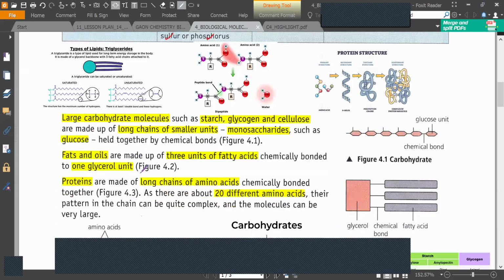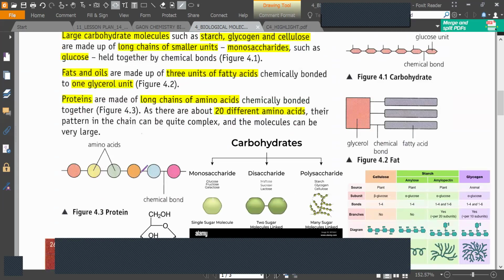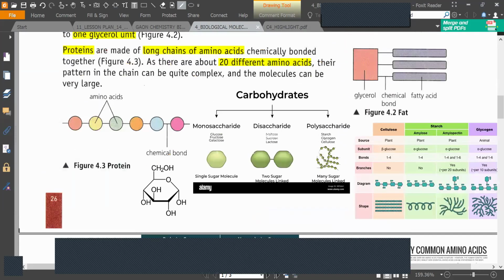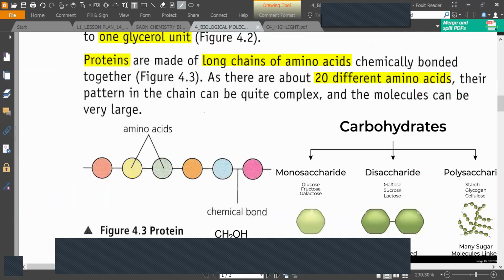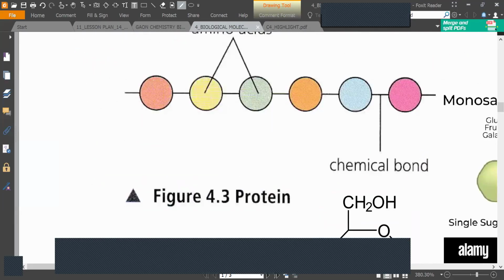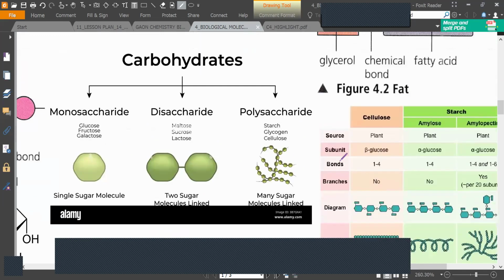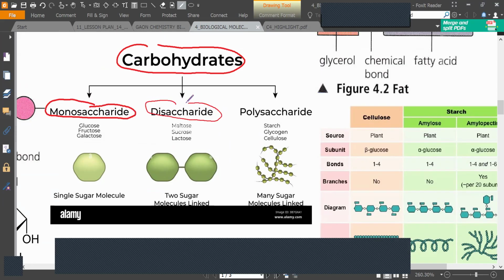So we'll take a look at glucose. It looks like this. Carbohydrates, we have different categories. So carbohydrates, we have three categories: monosaccharide, disaccharide, and polysaccharide. Monosaccharide, we have three types: glucose, fructose, galactose.